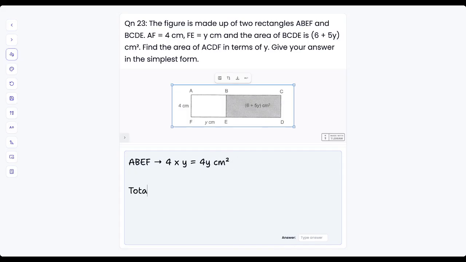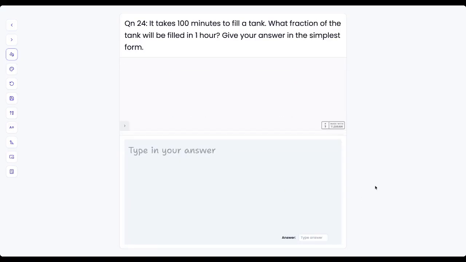Okay, so total area is equal to 4y plus bracket 6 plus 5y. And this is equal to 6 plus 9y centimeter square. That's it. There you go. So that's the answer, 6 plus 9y. All right, let's move on to the next question.